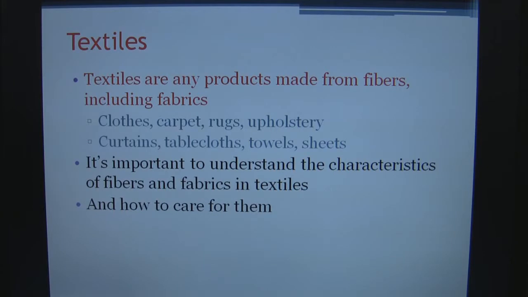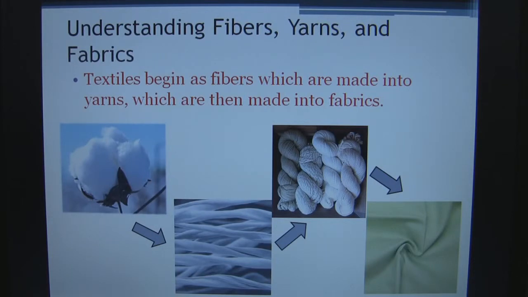Okay, so your first key term is textiles. These are any products made from fibers, including fabrics. And the fabrics that we're going to be talking about are clothes. So textiles start as fibers, which are made into yarns, which are then made into fabrics. And we are going to do a journal activity for this part.